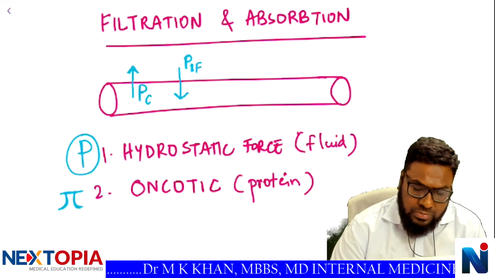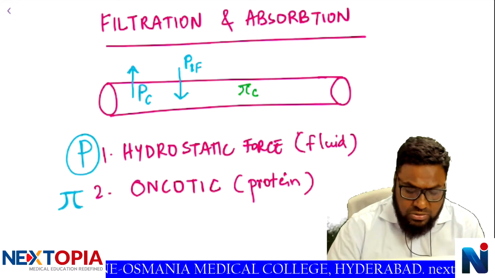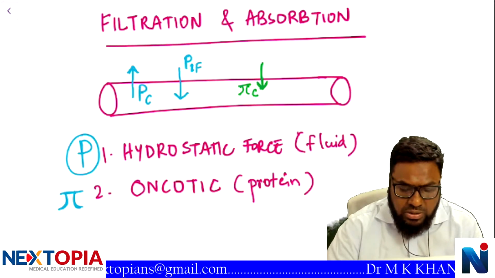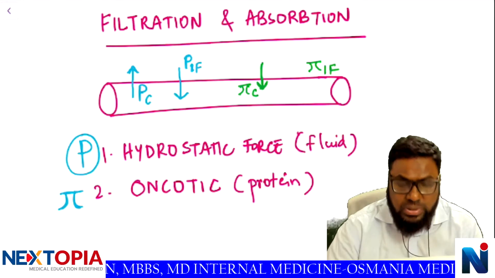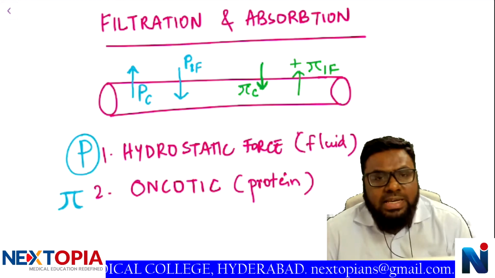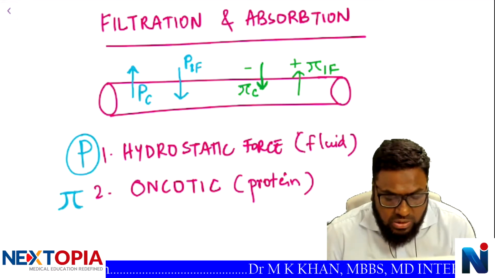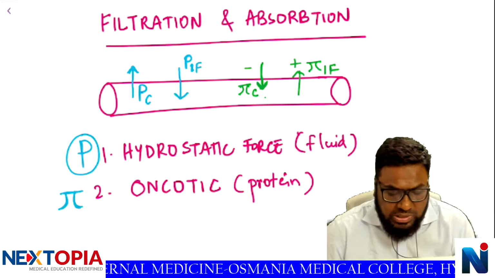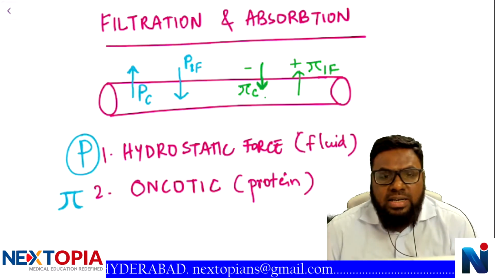At the same time, if you talk about the oncotic pressure of the capillaries, if it is low, then it attracts fluid from the interstitium into the vascular compartment or capillaries. If the oncotic pressure, pi IF, of the interstitial fluid is high, it attracts the fluid from the capillaries into the interstitium. This is what governs fluid movement from one compartment to the other, between interstitial fluid and capillary fluid.